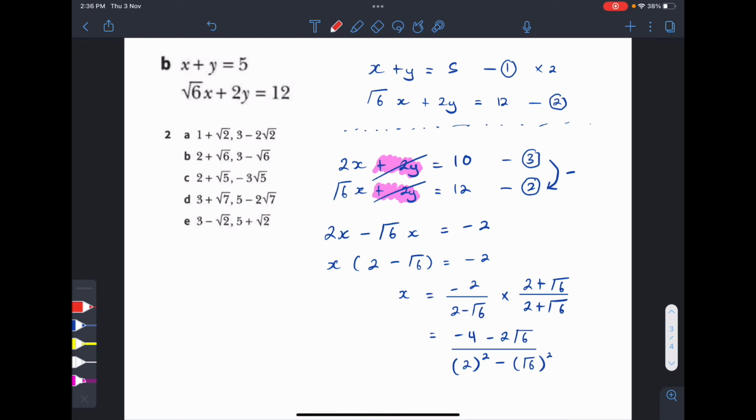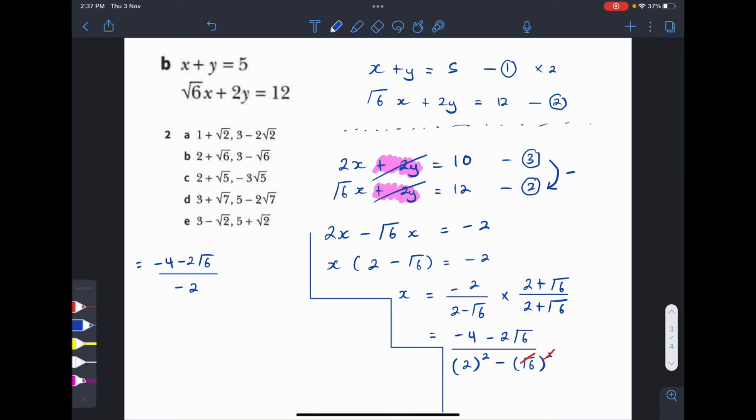The square and the square root can cancel. Okay, so we will be left with, I'm running out of space. Just make some lines here. Yeah, I'll just write it on the left, guys, because I'm running out of space. So we're going to be left with negative 4 minus 2√6 over 2 squared is 4. 4 minus 6, that would get me negative 2. Okay, great. We've got negative 2 over here.